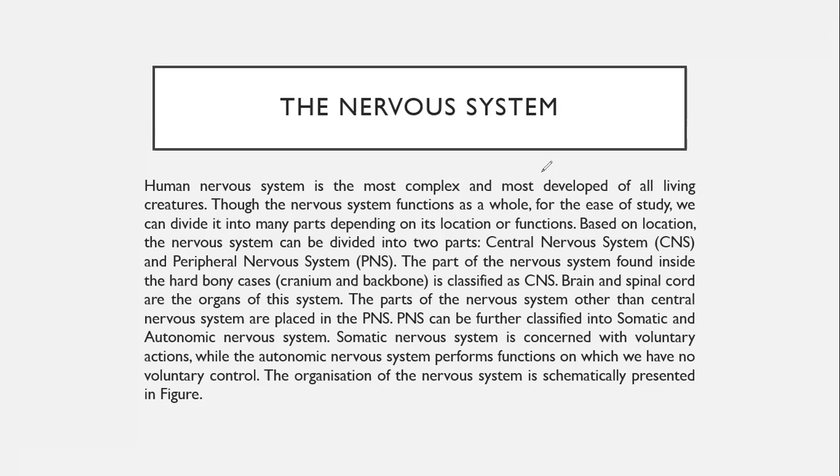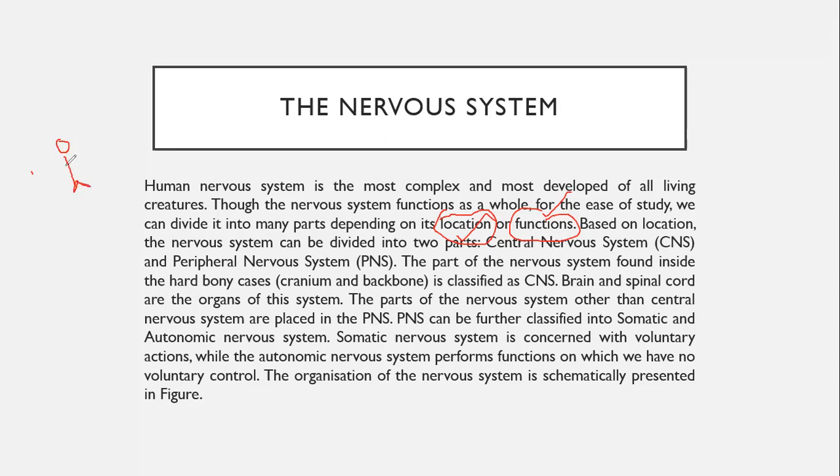Though the nervous system functions as a whole, for the ease of study, we can divide it into many parts depending on its location and function. So how is this nervous system divided? Based on location and based on function. Based on location, the nervous system can be divided into two parts, that is the central nervous system and the peripheral nervous system. And here it is also explained on the basis of location in the body.